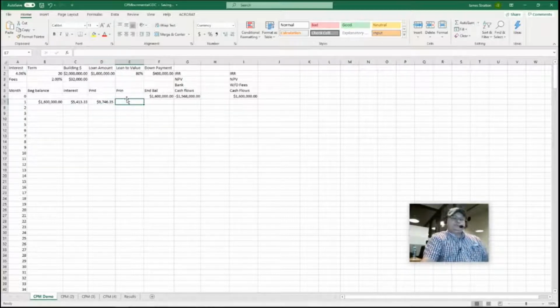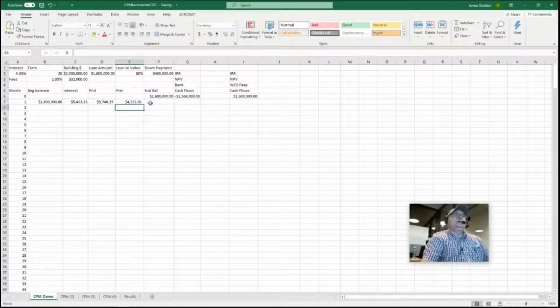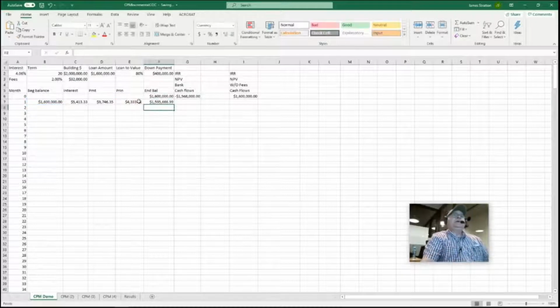Now, our principal is literally going to be our payment minus our interest, right? So there it is. And then our adjusted balance now is that minus our principal. We hit enter. All right.